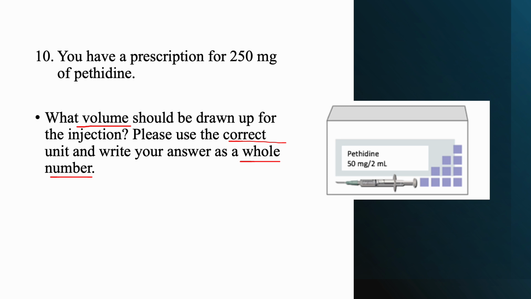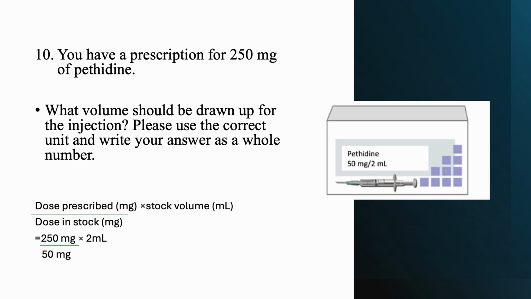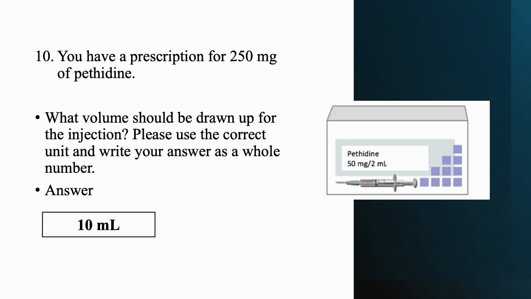The medication comes in 50 mg per 2 ml. You can use this formula: dose prescribed divided by dose in stock, multiplied by stock volume. Dose prescribed is 250 mg, dose in stock is 50 mg, and stock volume is 2 ml. So if you calculate 250 divided by 50 times 2 ml, you'll get your correct answer. After the calculation, you'll get your answer as 10 ml.